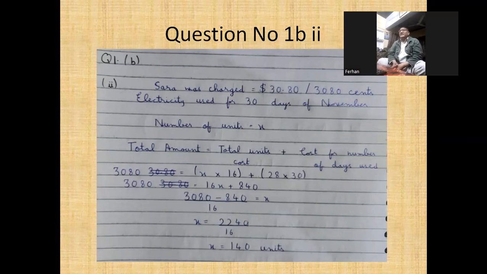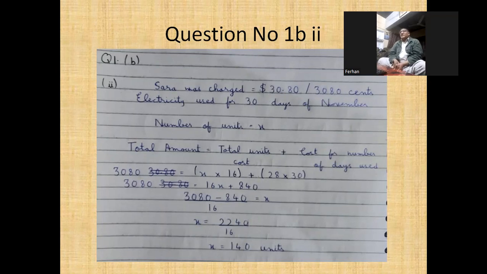Electricity used for 30 days of November. So suppose that the number of units used are X. So the total amount will be the total units cost plus the cost for number of days. So that will be X multiplied by 16 plus 28 multiplied by 30, and that will be equal to 3080. The only trick was that the unit of the money should be the same.